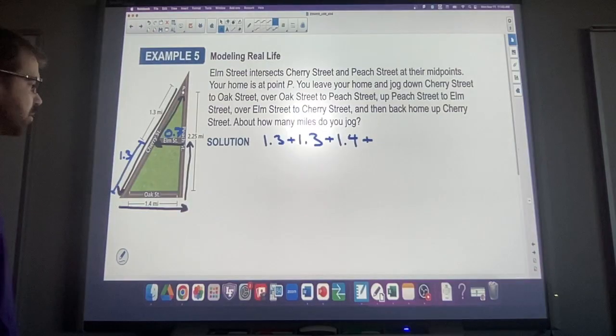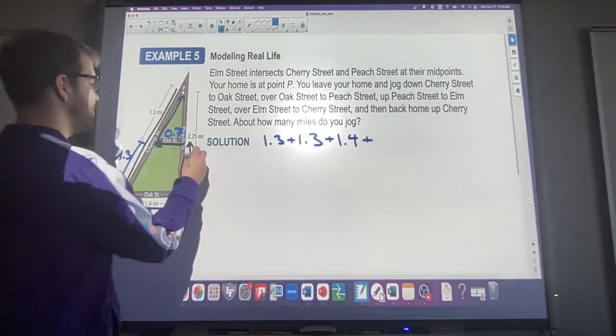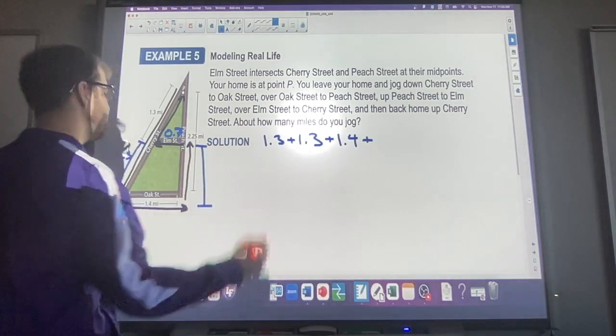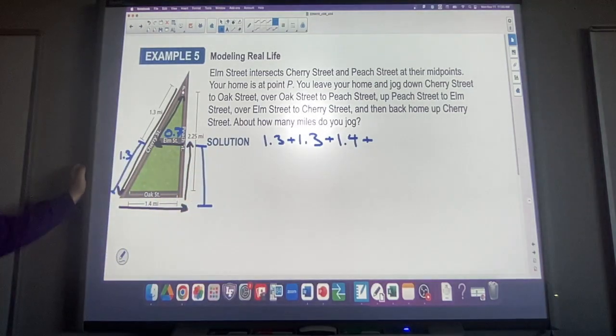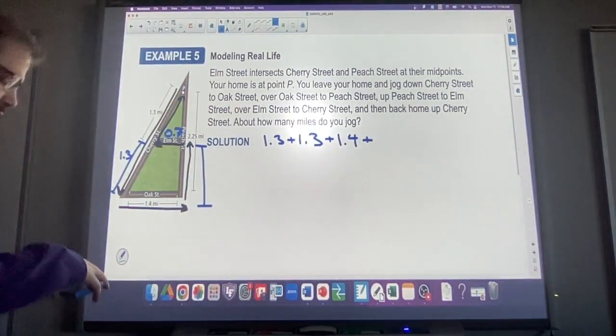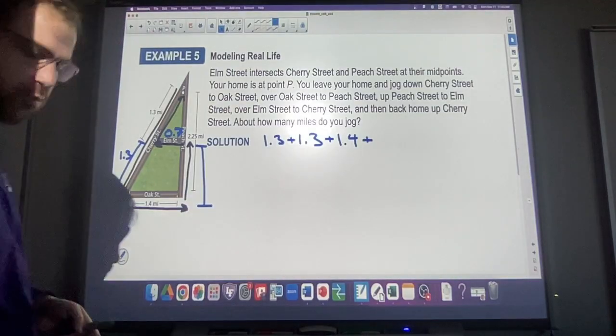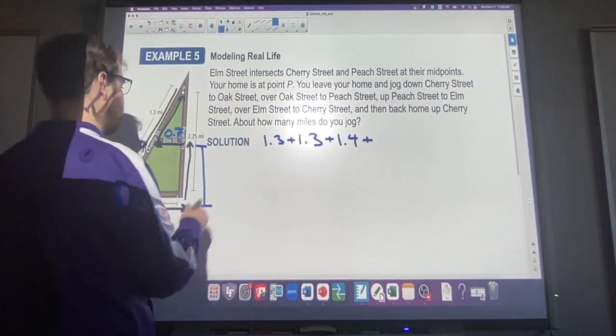Oh, I forgot one. Okay. This is also a midpoint here, so we can cut this in half. Oops, I should have done that first. 2.25 divided by 2, you can type that in your calculator, and we get 1.125. Should have known that.